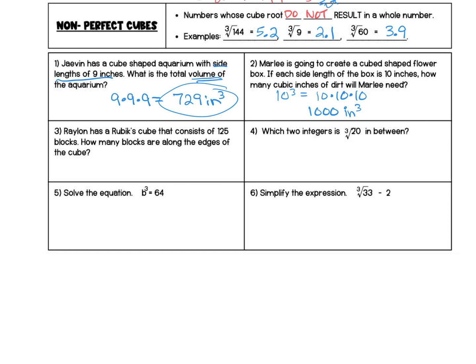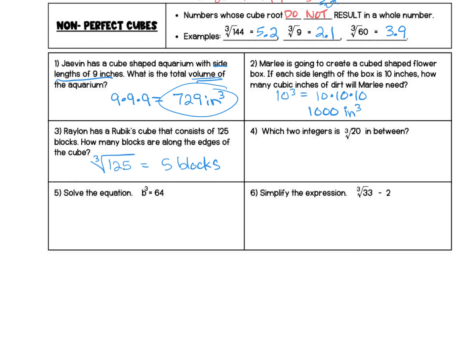So what do we go ahead and do? We're going to take the 125. We want just one side, so we're going to take the cube root of 125. The answer should be 5 blocks, because the opposite of cubed, because we already have the cube of it, is the cube root.